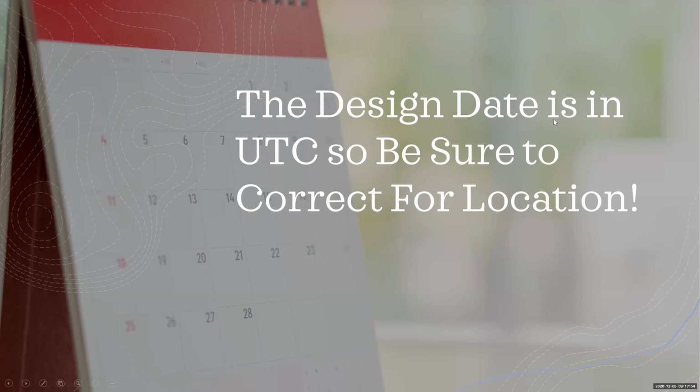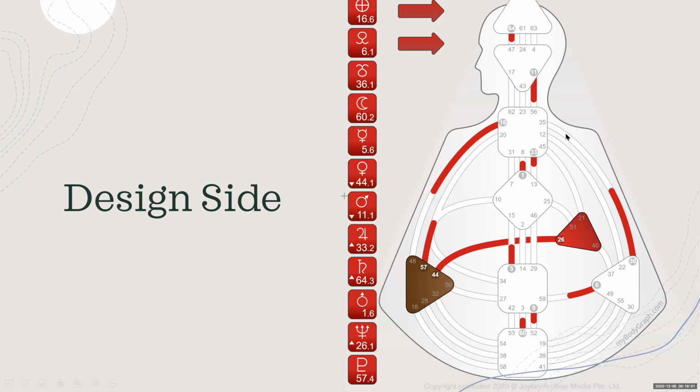So the design date again is in UTC. So be sure to correct for your location. And that's going to vary depending on where you are. So this is my design side. And as you can see, this is still projector.